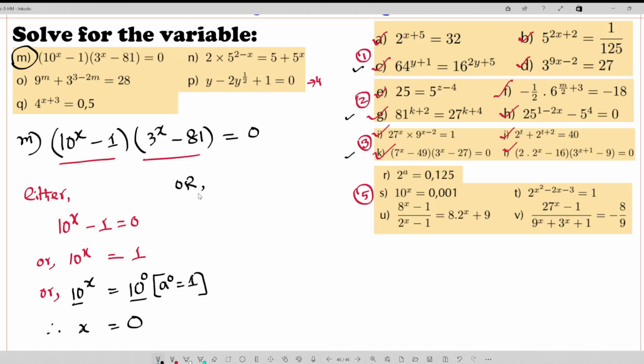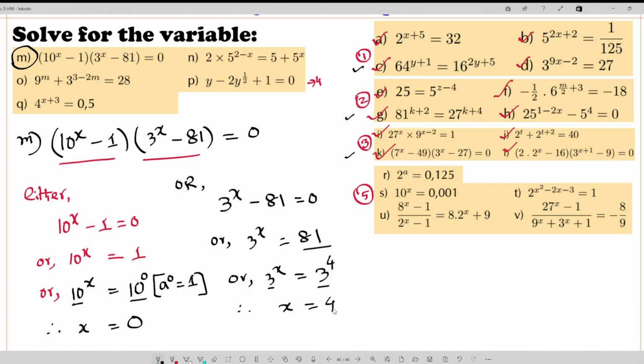Or we can write 3 to the power x minus 81 equals 0, or 3 to the power x equals 81. Then 81 we can write as 3 to the power 4. So the bases are the same, then the powers will be equal. What is the exponential rule? It's a to the power m equals a to the power n, it means m equals n. So number M is done. This is not very tough math, but it is very important, and we have to be careful about the law of exponents.